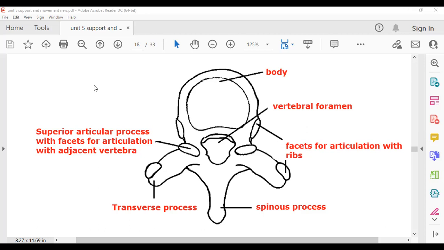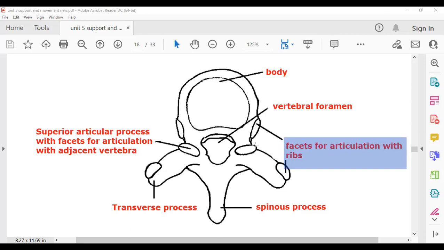So the unique feature here is, what is it? Facets for articulation with ribs. Right. So using that only, we can easily identify. Actually, there's another one. If you take the body, it will be a heart-shaped structure. Using that one also we can identify, but it's not mentioned to us in that manner. Okay.